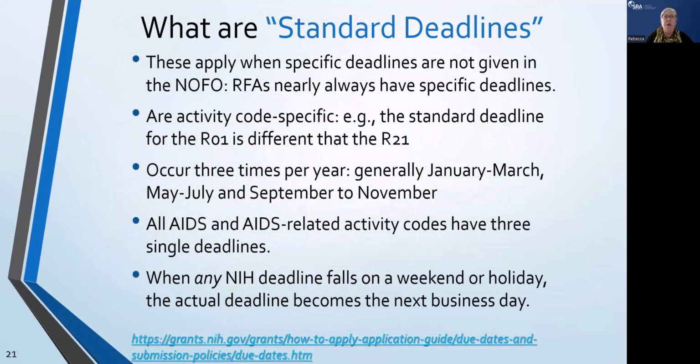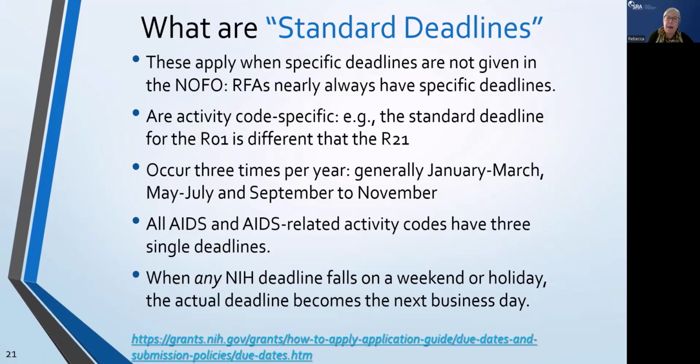When you start looking at NOFOs, you said about deadlines. Remember, I mentioned that the RFA typically has a single deadline. And most of the other opportunities will talk about using standard deadlines. The standard deadlines are there when there isn't a specific deadline, obviously, but RFAs nearly always have specific deadlines. The other opportunities frequently will refer to standard deadlines. And those standard deadlines are activity code specific. The deadline for R01s is different than the deadline for R21s.